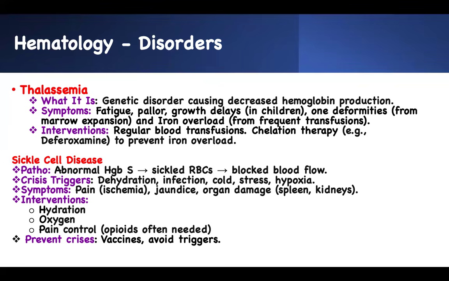So you can have ischemia, organ damage that causes the pain, right? And they may have jaundice because of the red cells breaking down and bilirubin showing up on their skin as jaundice. Treatment: break the blockage, right? Hydration first, then oxygen, then you manage their pain. Most of these people need stronger pain medication. You cannot give them acetaminophen. They need opiates.